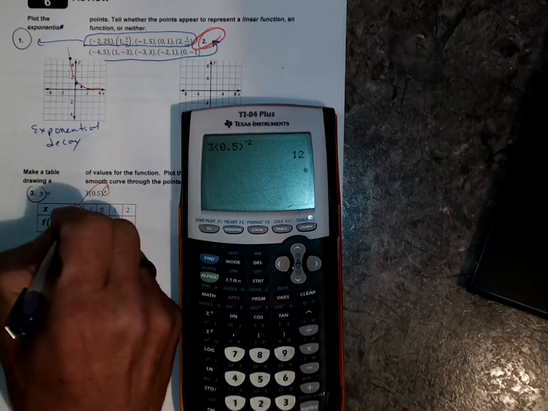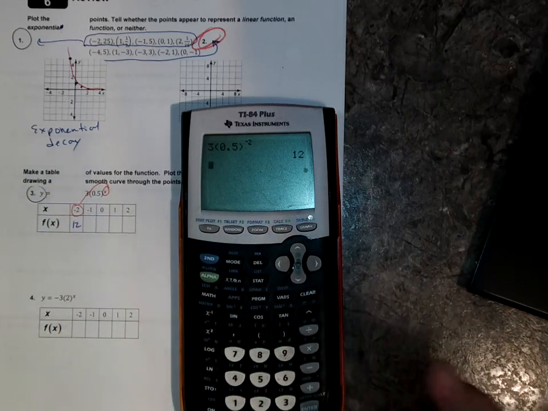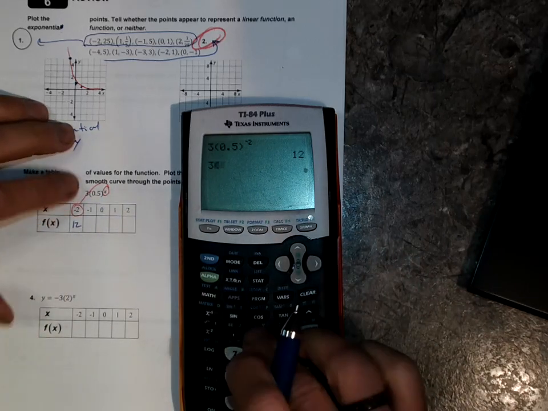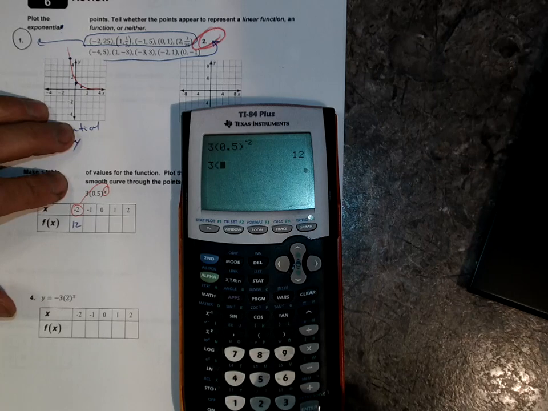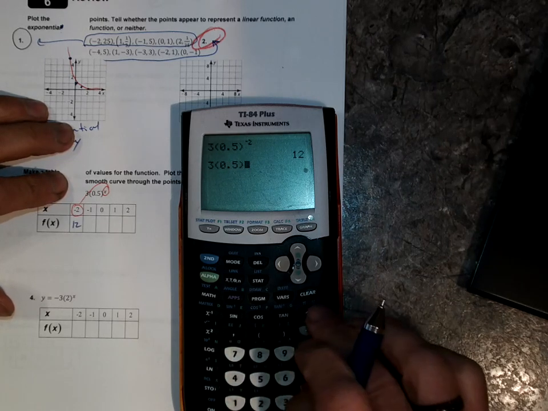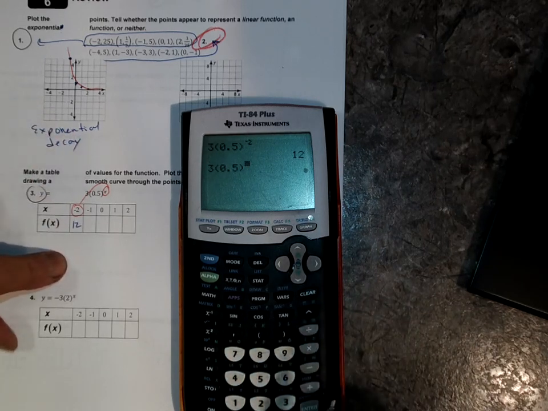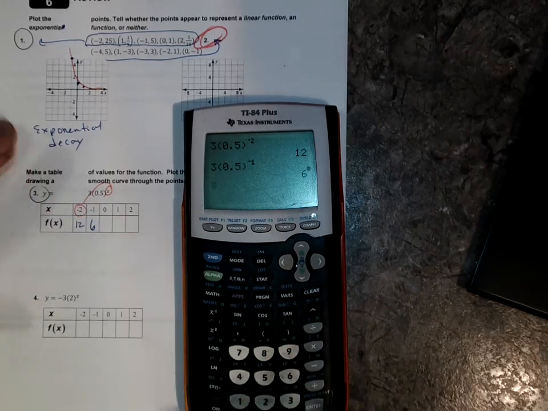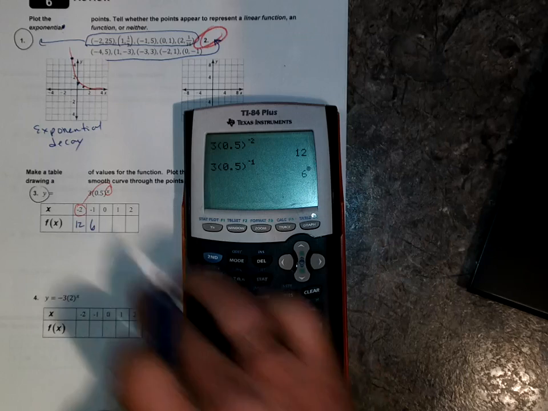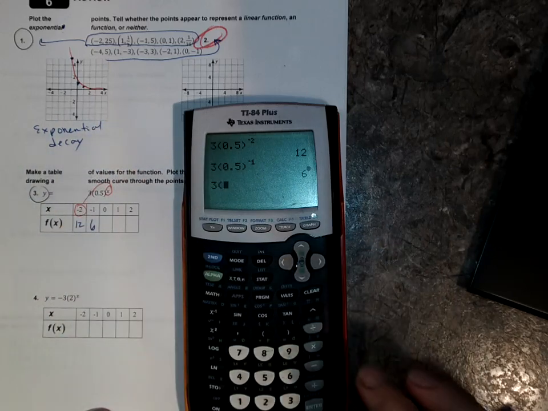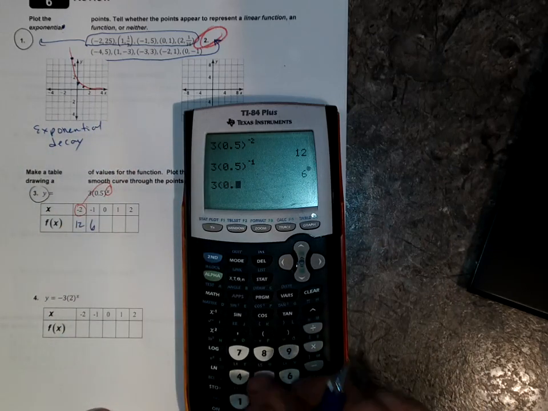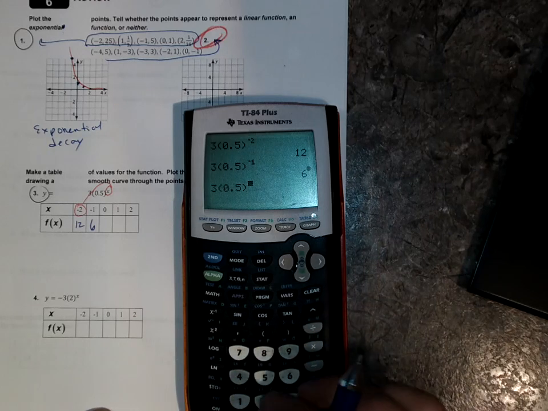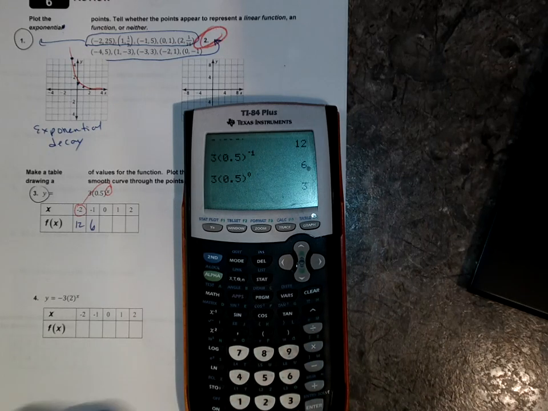So I'll put a 12 right here. Okay, now I'll do the same thing again. I'll go 3, parentheses 0.5 parentheses to the power of -1. Get an answer of 6. Okay, I'll plug in 0 for x. I'll go 3 parentheses 0.5 to the power of 0 and I get 3.